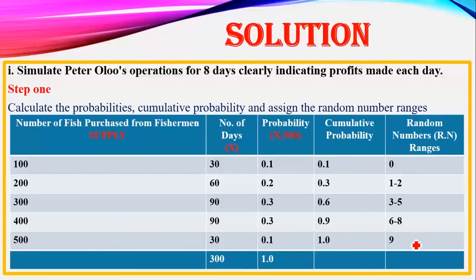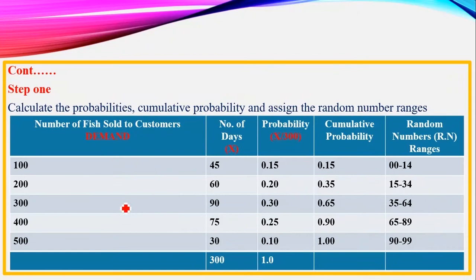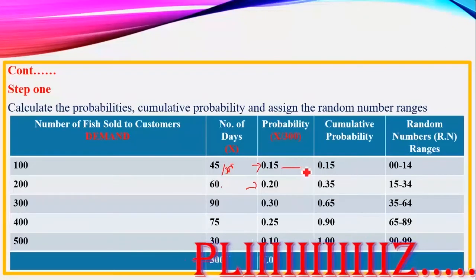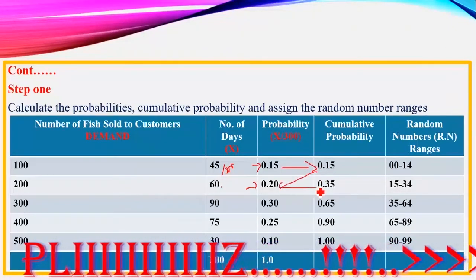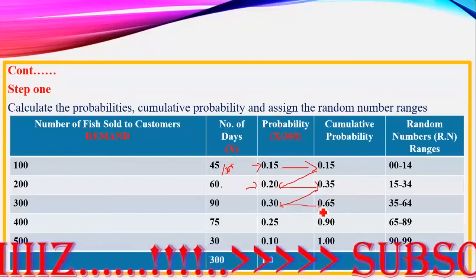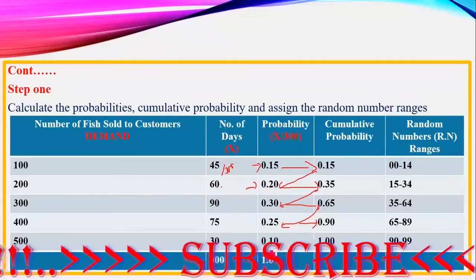Okay, let's get the probabilities for the demand, number of fish sold to customers. We are told 45 out of the 300 days the supply was 100. So what is the probability? It is x over 300 again. 45 out of 300, that will be 0.15. 60 out of 300, 0.20. You do the same. To get the cumulative probability again, this will be 0.15. Add this to get that. Add this to get that. Add that to get that, etc.